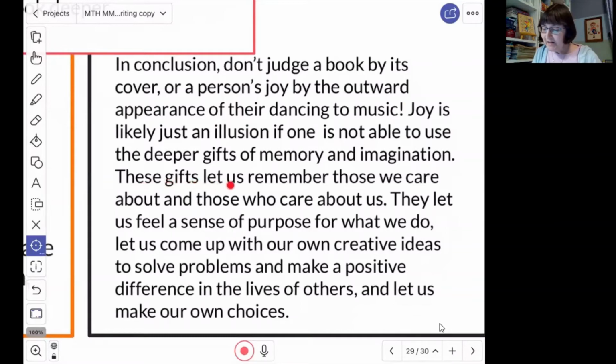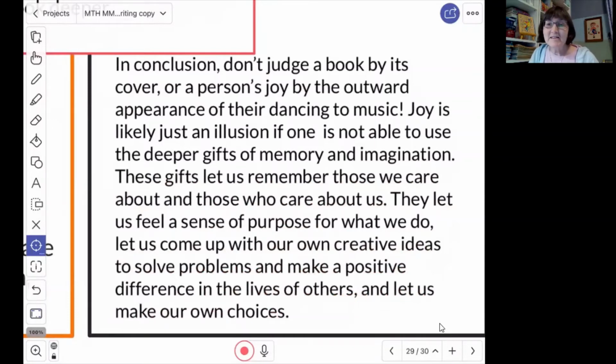Well, these gifts let us remember those we care about and those who care about us. And that's something really special about life that gives meaning to life. They let us feel a sense of purpose for what we do. They let us come up with our own creative ideas to solve problems and make a positive difference in the lives of others. And they let us make our own choices.